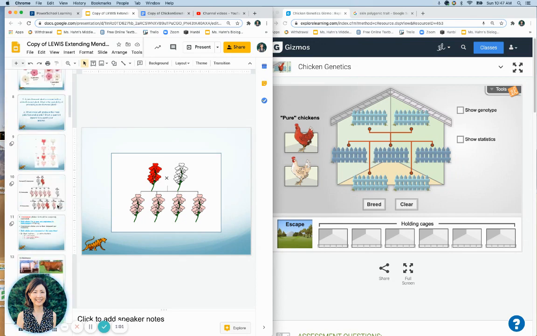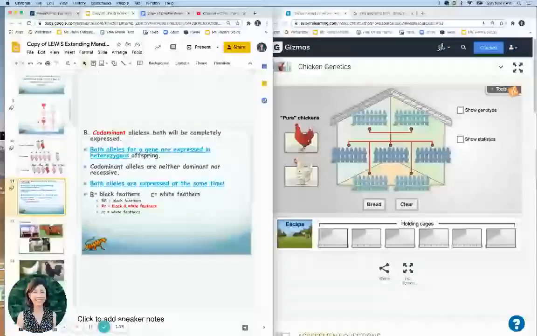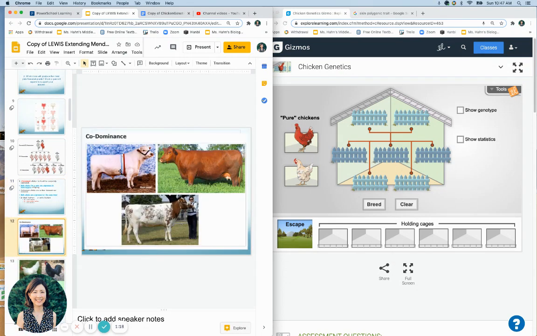And the other kind of inheritance that I'll mention right now is called codominance, where they'll both show up. It's not going to be a blending, but they'll both show up, and I'll show you a picture. So here's an example. A white cow and a brown cow, and they make, I think it's called a roan cow or something. But anyway, it's not a lighter color brown. It's actually some brown and some white.